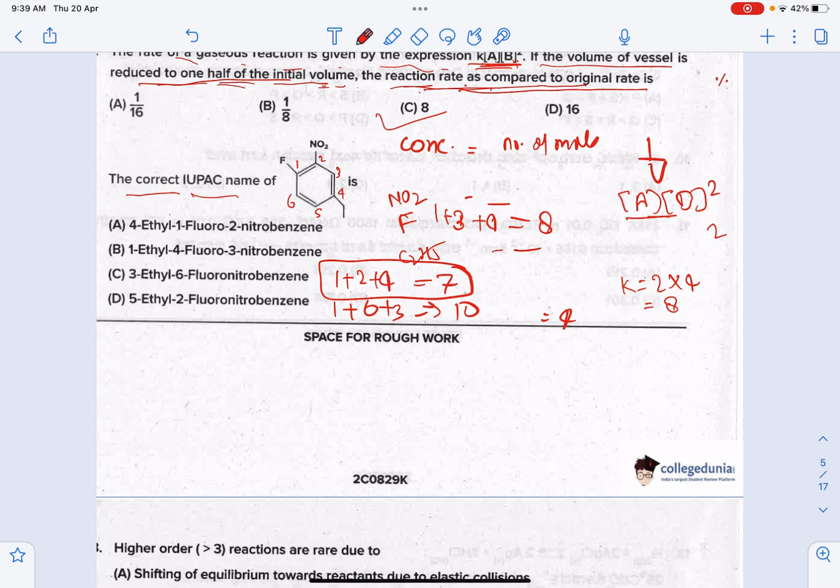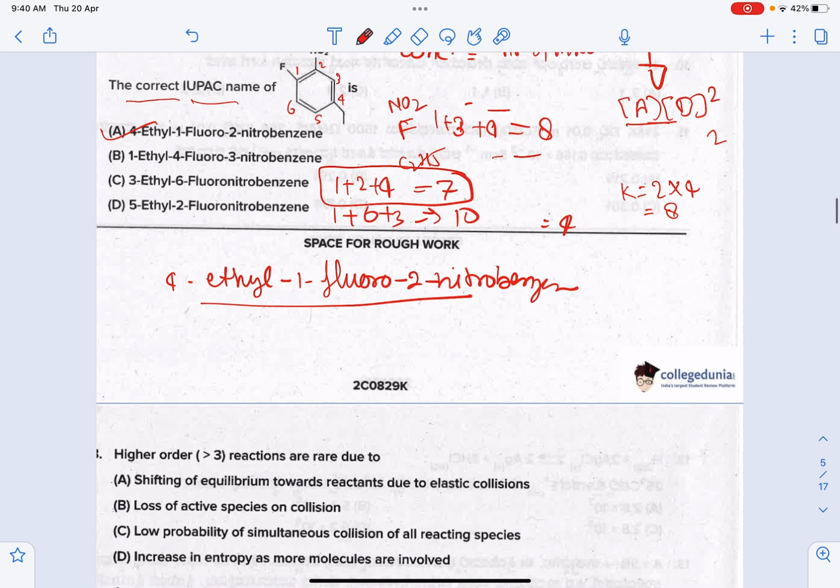According to this, just put the name in alphabetical order. Ethyl will come first, and ethyl has position 4, so 4-ethyl, 1-fluoro, 2-nitrobenzene. Okay, this will be the name, so the correct option will be A.